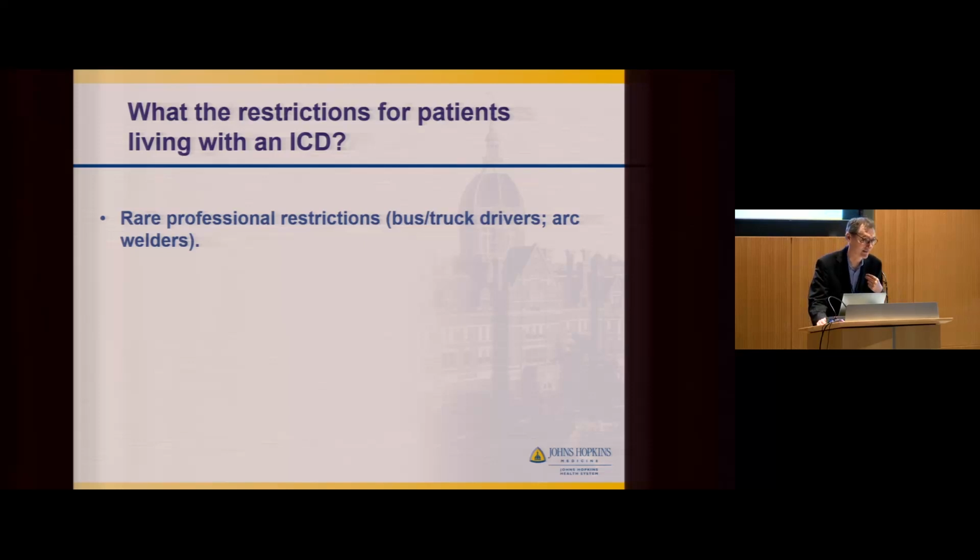Likewise, arc welding is one profession that is difficult if you have a defibrillator, because the arc welding emits so much energy that it can be picked up by the defibrillator, and it looks like you have a cardiac arrest and it can activate the defibrillator.